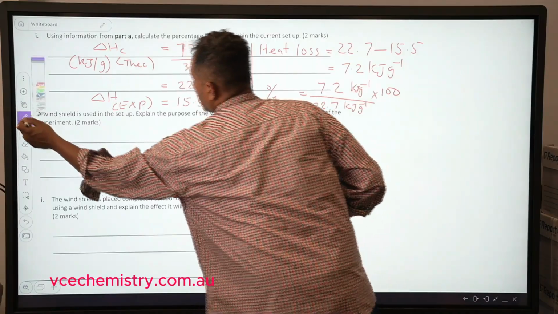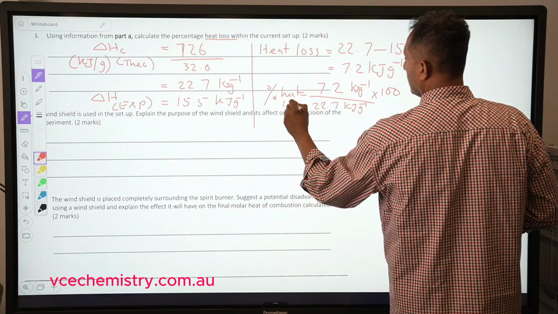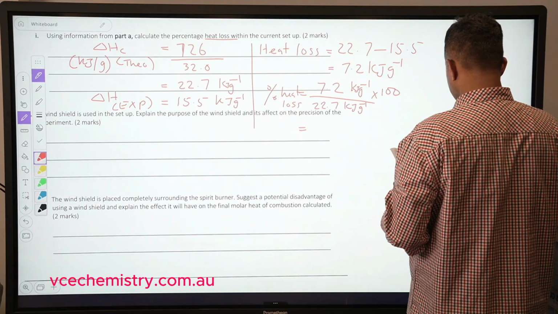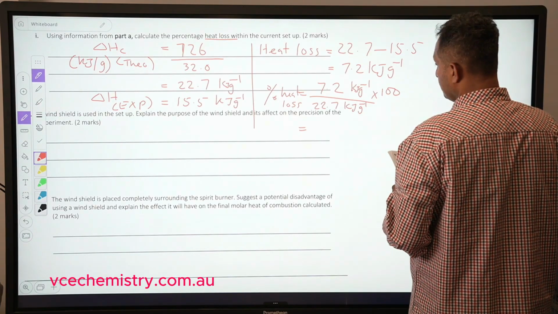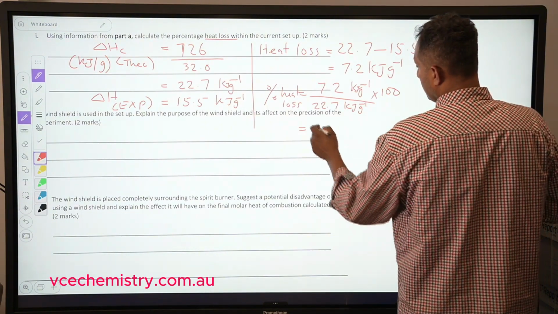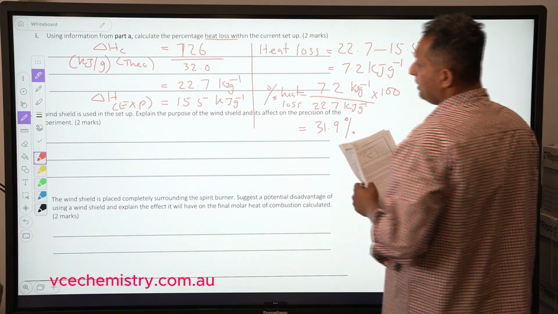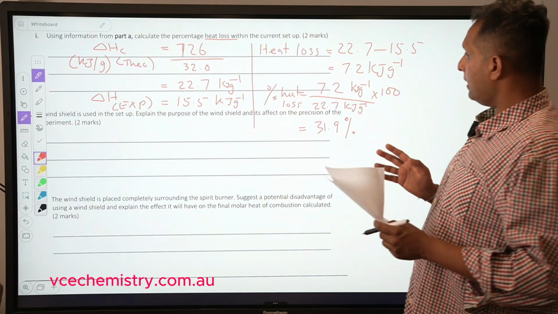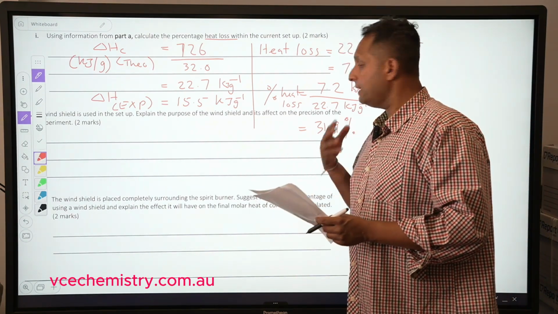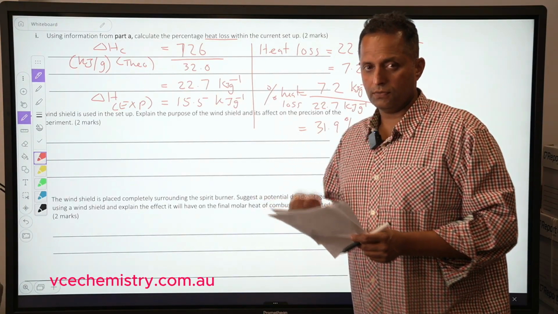It's not writing for some reason. Percentage heat loss, which is going to be equal to, I think, somewhere around 31.9%. So as you can see, 31.9% of heat from the fuel has been lost into the surroundings. Is that clear? All right, I'll see you soon.